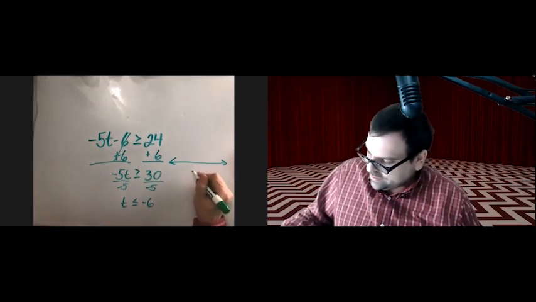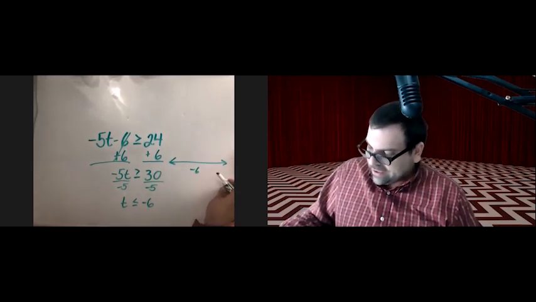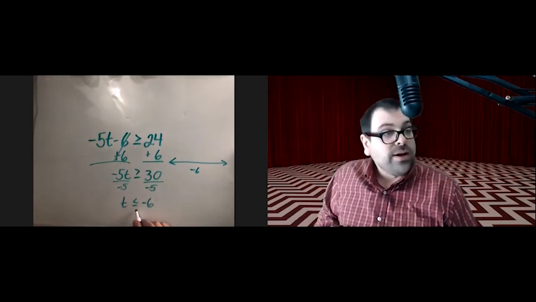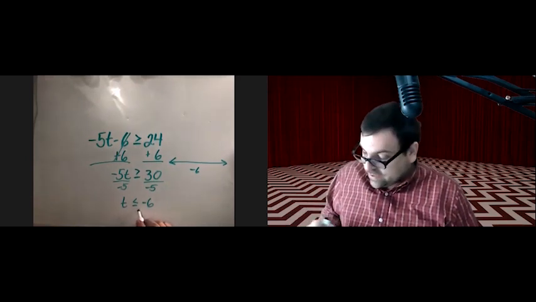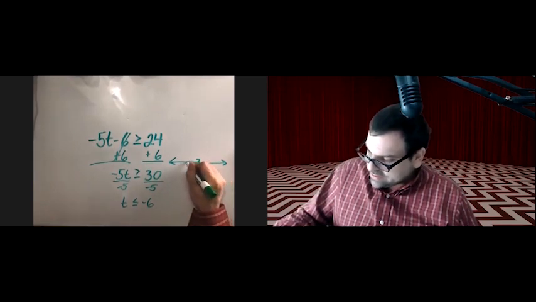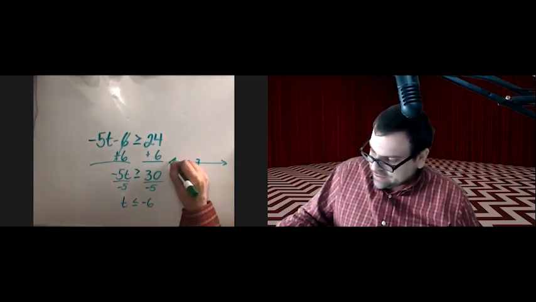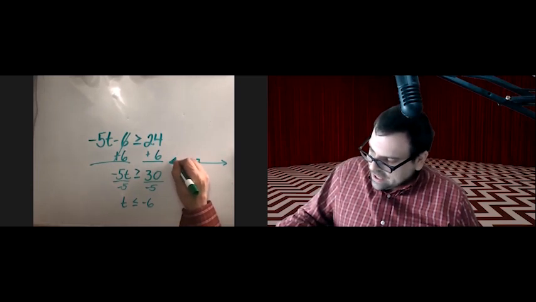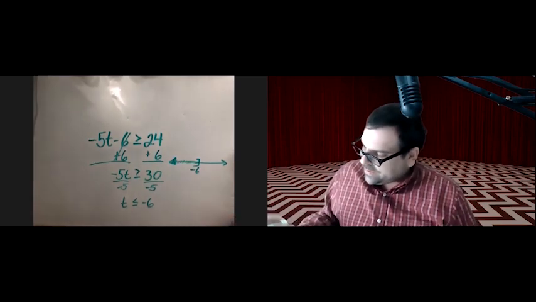On a number line, we have -6. The or equal to means a square bracket. And since we want less than or equal to -6, it's going to point off to the left. And there's all of our shading.